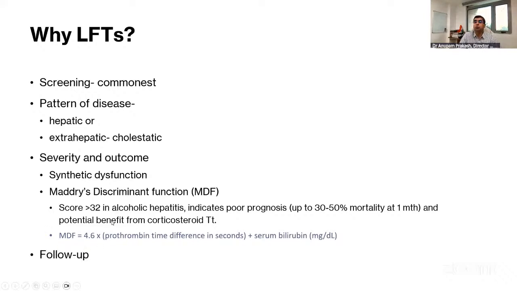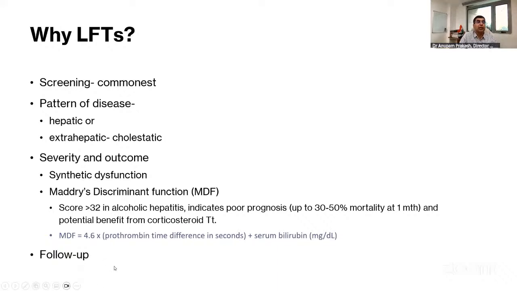I have just mentioned it, although most of you must be aware. So 4.6 times the prothrombin time plus serum bilirubin. Now this is the prothrombin time difference, so don't use the absolute value of prothrombin time, but the excess of prothrombin time as compared to the control. So if your control is 13 seconds and your prothrombin time is 23, the difference is 10. So 10 into 4.6 is 46. If the bilirubin is 2, 3, 4, 5, whatever, then the score is more than 32. That indicates that 1 out of 2 or 1 out of 3 of such patients are unlikely to survive at 1 month.